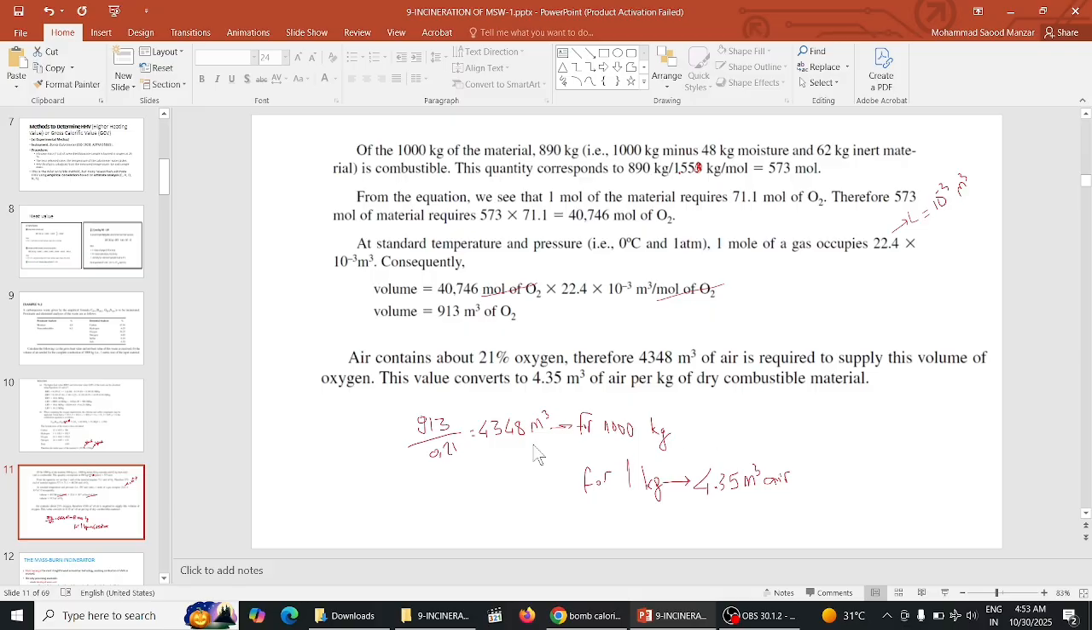For 1 kg it would be 4348 upon 1000, which is approximately 4.35 meter cubes of air. You can also convert that into liters. Okay, so this is all about the simple problem. That was how to calculate HHV, LHV, and how to calculate the volume of air or the moles of air.